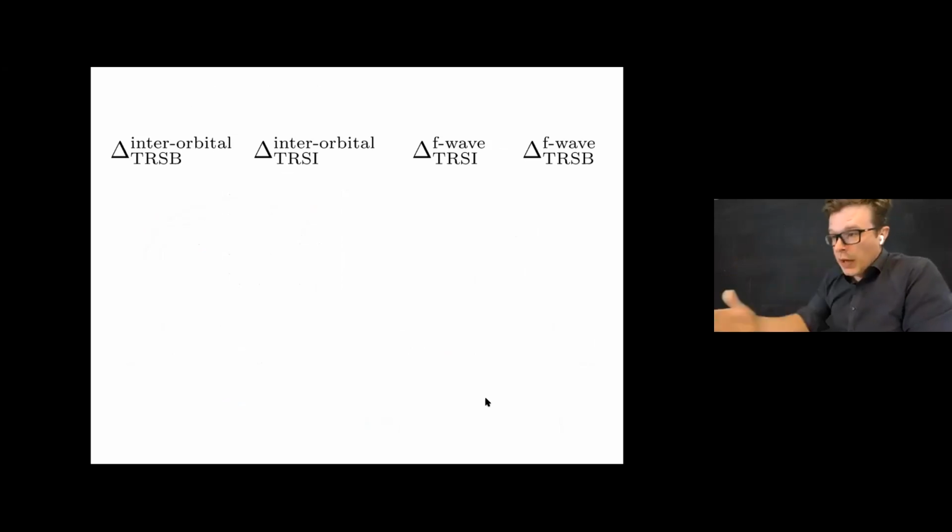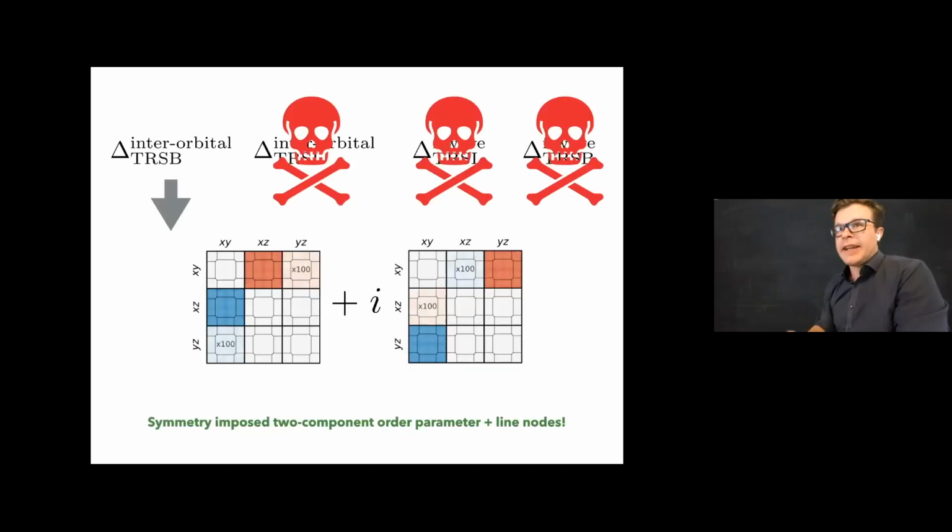So in agreement with the Game of Thrones theme of this conference, we end this episode by a massacre and actually kill all of those guys here, which would be in disagreement with the quasi-particle interference experiment. And the only one that survives, is not falsified, is the time reversal symmetry broken gap function that we get by this kind of linear combination of the two order parameters.